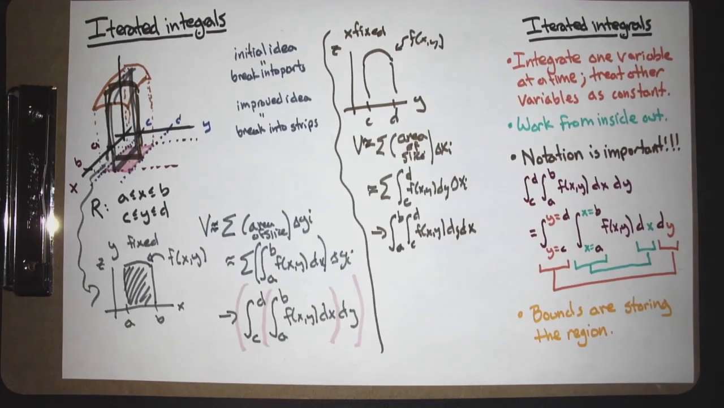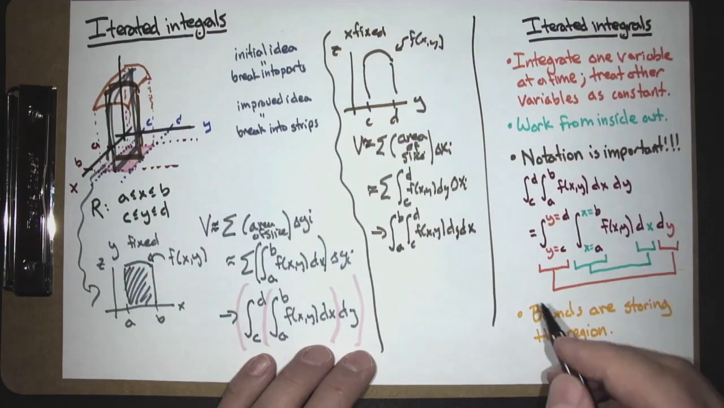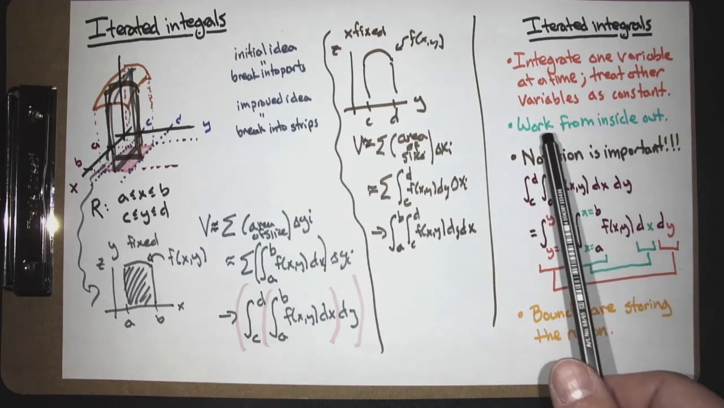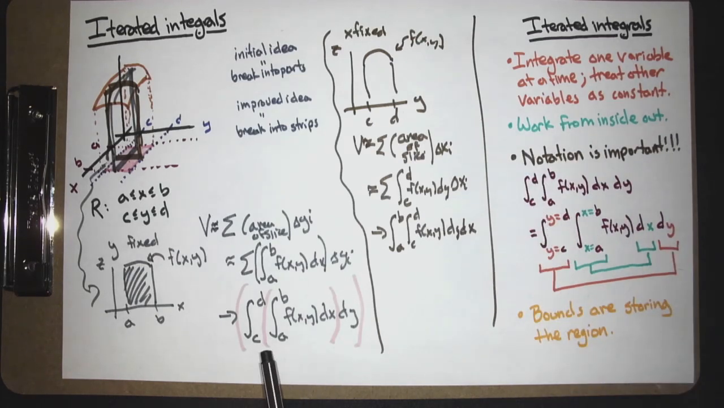Okay, so notes. This is what we call iterated integrals. You integrate one variable at a time, and you treat the other variables as constant. You often get a choice: which order do I want to integrate? And you have to be careful. Notation is important. Before we get to notation, I just want to emphasize, work from the inside out. You have to do the innermost layer before you can do the next layer. It might not seem like a big deal now, but it's going to become a big deal next week.